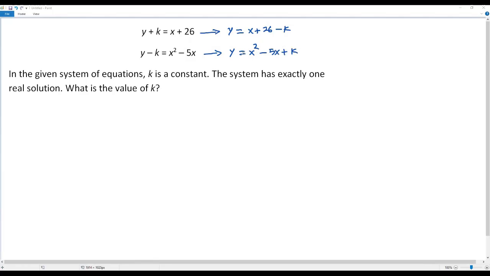Here I have solved for y in each of the given two equations. Now let's solve these two equations by equating these two y's. Let me write over here, y equals y. For the y on the left side, let me consider the second equation. Let me write it over here, that is x squared minus 5x plus k equals, for y on the right side, let me consider the first equation, that is x plus 26 minus k.